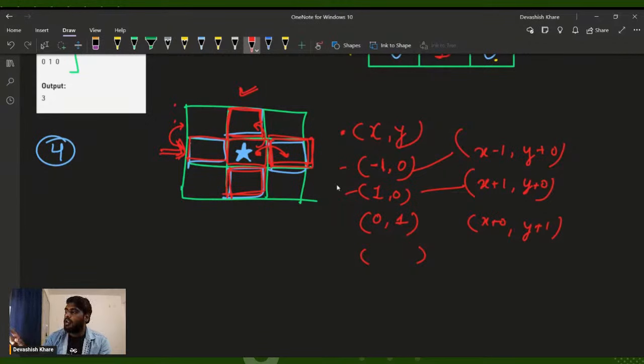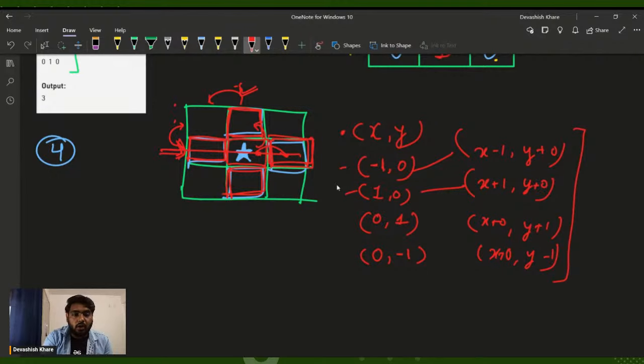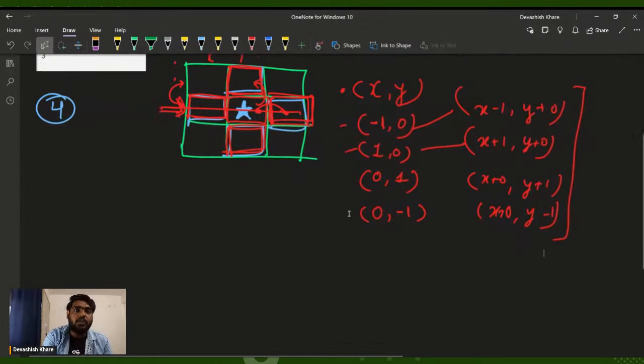Correct. Now this time we are just working on the column. We are reducing one column. So 0 is going to remain constant, and we are going to do minus 1. The row is the same. The column is changed by negative 1. So x plus 0, comma y minus 1. All right. I hope now everybody knows how they can travel to each and every neighbor.